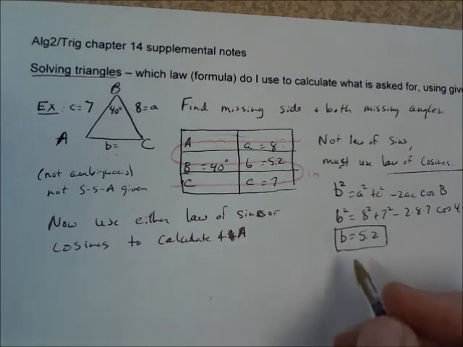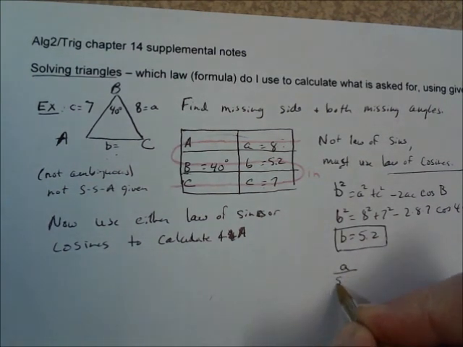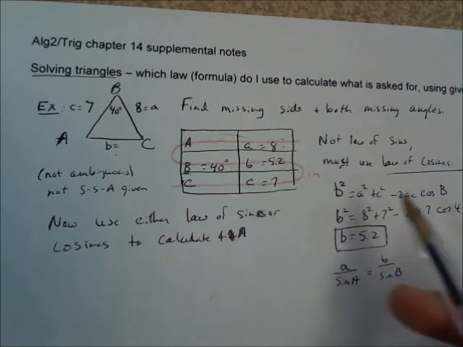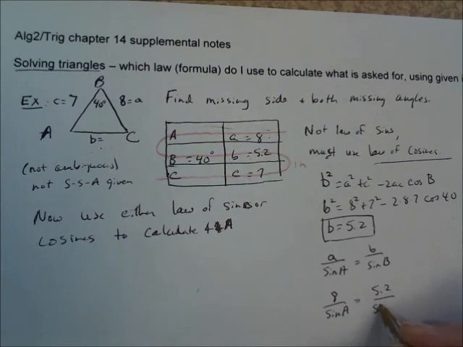Okay, so if we want to calculate angle A, we say a over the sine of A is equal to b over the sine of B, because we have those three pieces of information. So a is 8. We don't know what angle A is. Little b is 5.2, and angle B is 40 degrees.